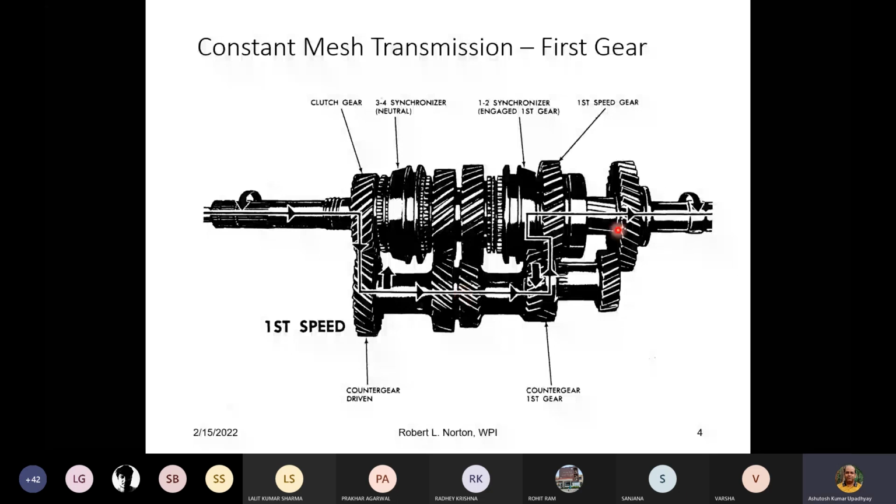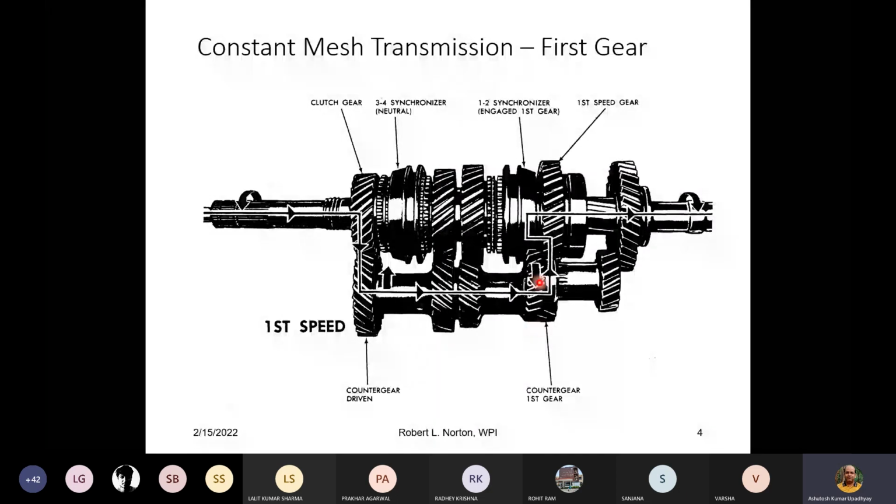As far as the idler reverse gear is concerned, you all know that. Okay, you can create the motion, no issue. I mean lateral movement is possible because the vehicle will be in idle position. For other gears, the synchronizer will be helping you. So this is the constant mesh transmission with the synchronizer. So this is the first gear.